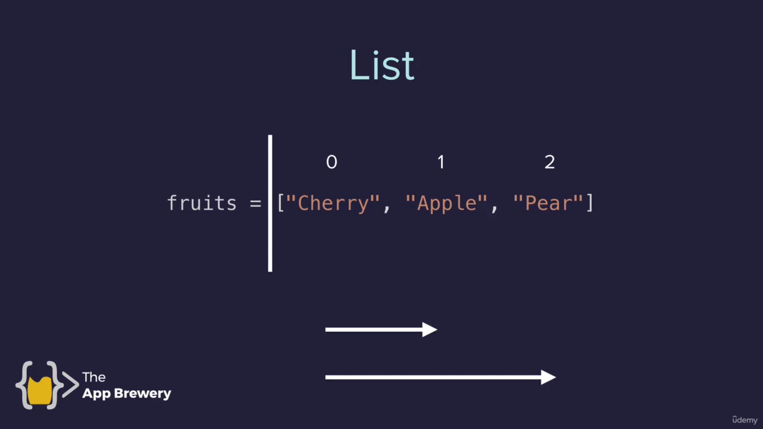And you'll find that in many programming languages, there are similar data structures to lists, and this is how they're usually ordered, starting from 0 and then adding by 1.